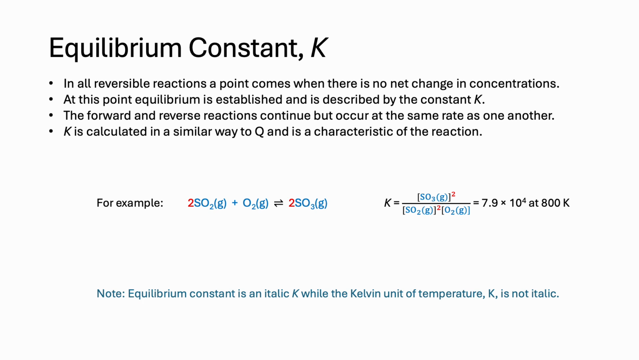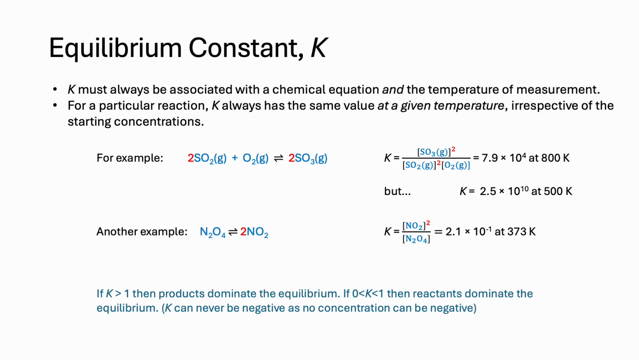To extend this analogy, in the same way that the solid may be at many different temperatures but has a single melting point, so a chemical system may have many different values of Q but only a single value of K. The value of K must always be linked to the exact equation to which it refers. The temperature at which the equilibrium constant is measured must always also be stated, as K is temperature dependent. We will see the variation of K with temperature in a moment.